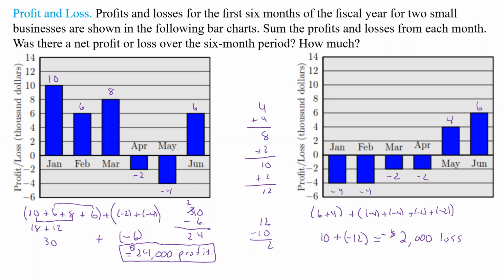This was positive 24,000, so we had a profit. So we should, I don't know, maybe put a colon here to kind of show what it is. And so that would be the answer there. So again, it's not much difference, but it does have that loss, and so we would have this. All right. So that's all I have for this section.